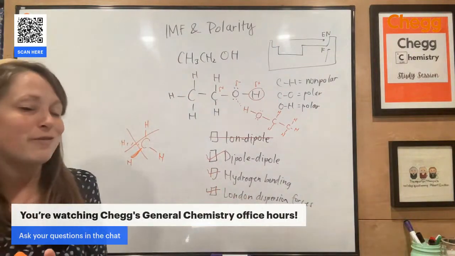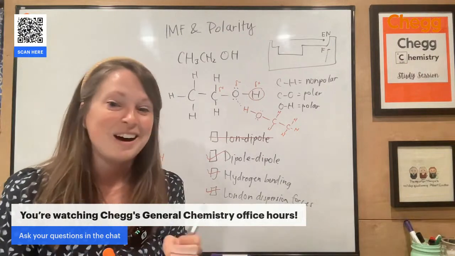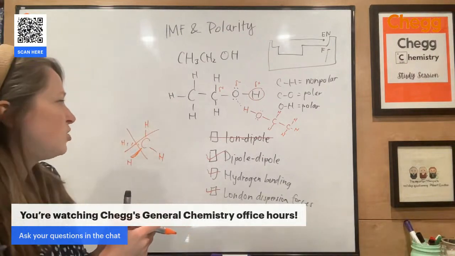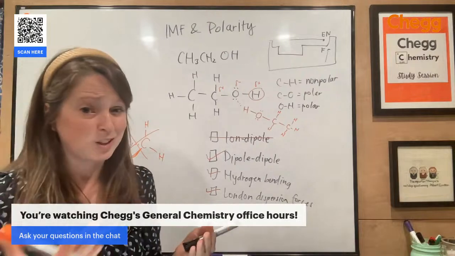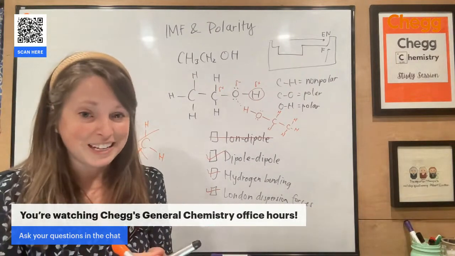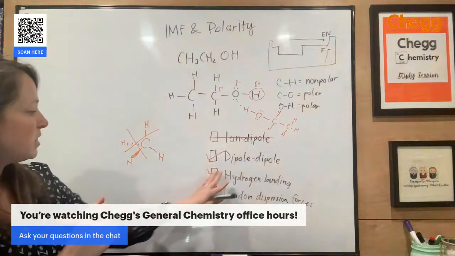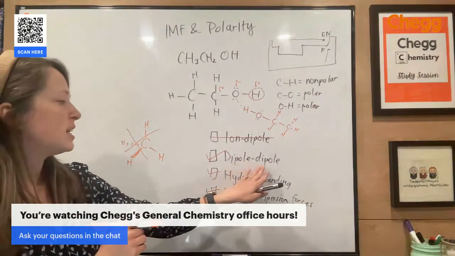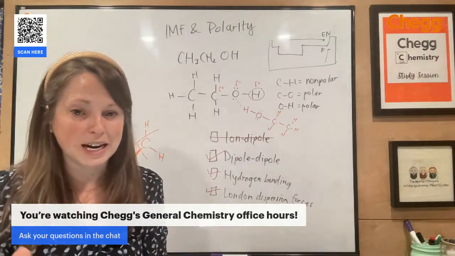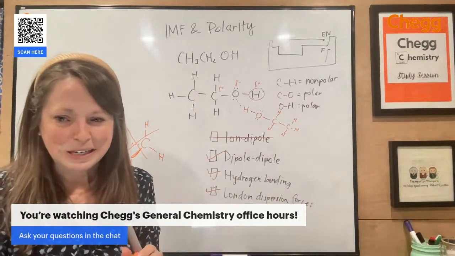Officially, we call that the polarizability of the electron cloud. It's just this idea that the more electrons you have, the more significant that difference is when they all end up together. The strength of dipole-dipole interactions increases with increasing polarity. And I think that's all you really need to know with that.